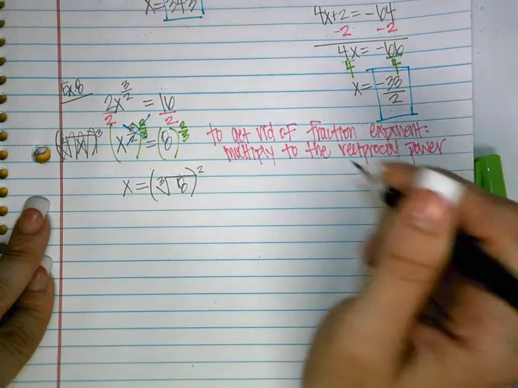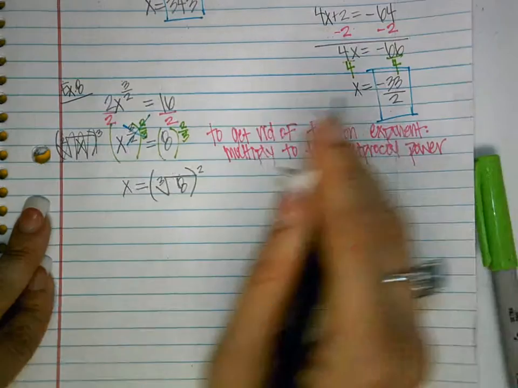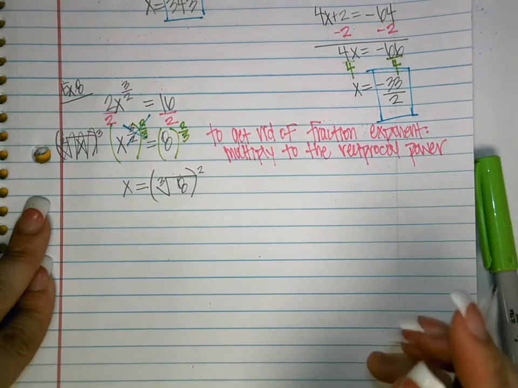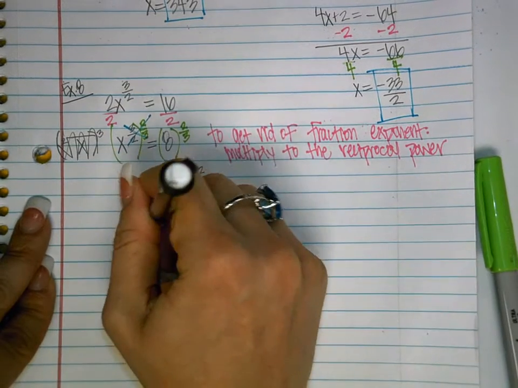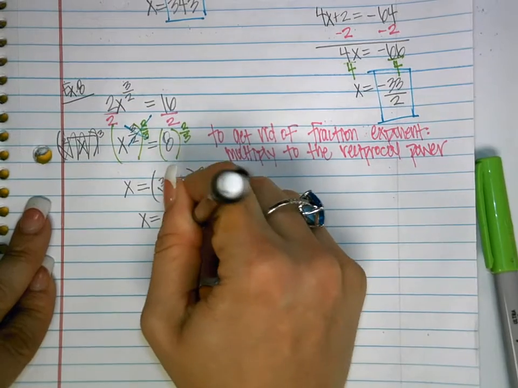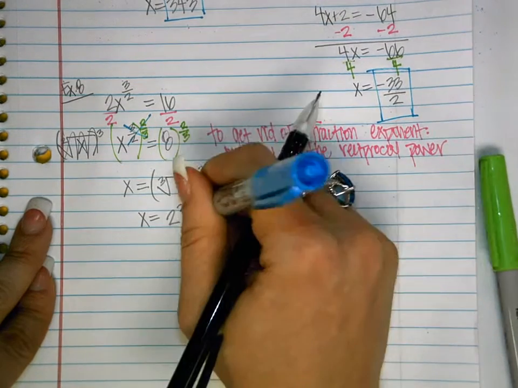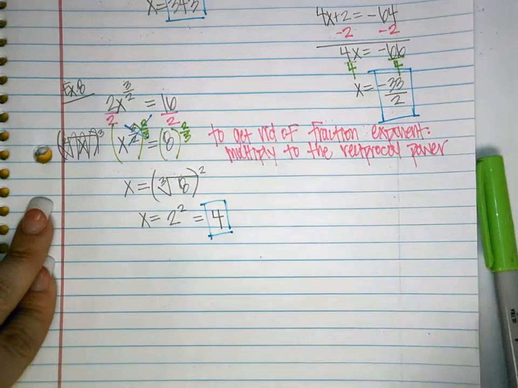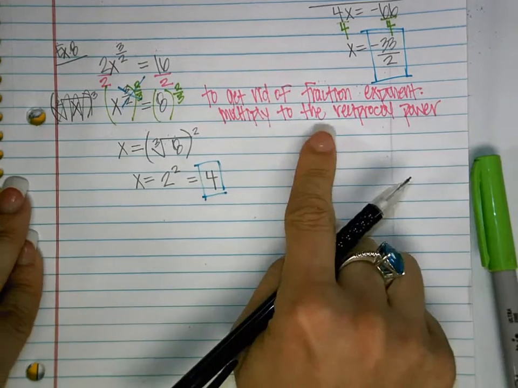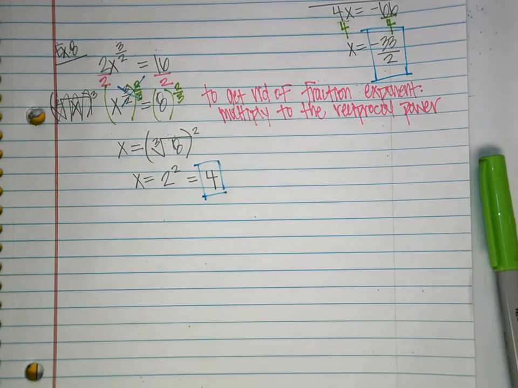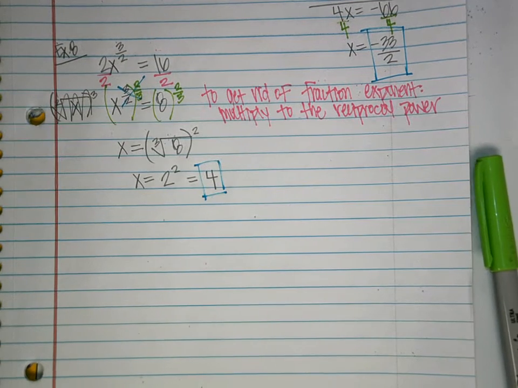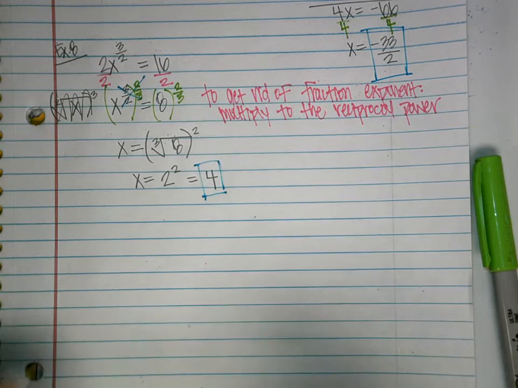And that is a problem that you can do. What is the cube root of 8? 2. And 2 squared gives you 4. So our answer here is 4. To get rid of a fraction exponent, you want to take both sides to the reciprocal power. Multiply both sides to the reciprocal power.